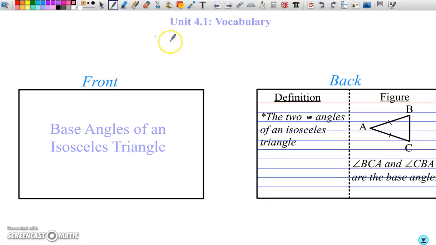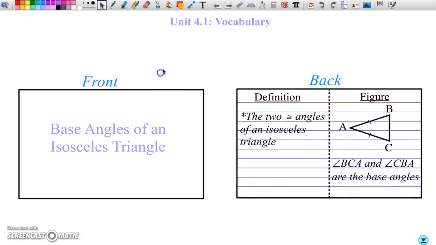All right, then because we have a base and we have a vertex angle, we also have base angles. The base angles are the two angles in an isosceles triangle that are congruent. So BCA, which would be this right here, and CBA, which would be this angle right here. Those two are congruent. Those are your base angles. You'll also notice that the congruent angles are directly across from the congruent sides, which is something to keep in mind the further we get into this unit.